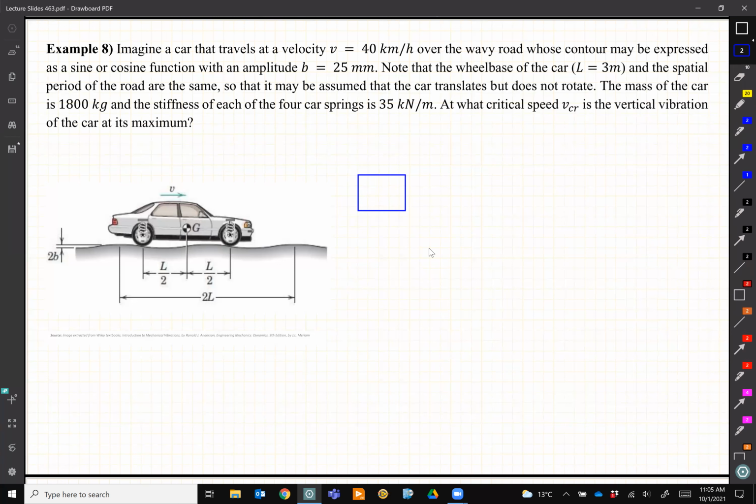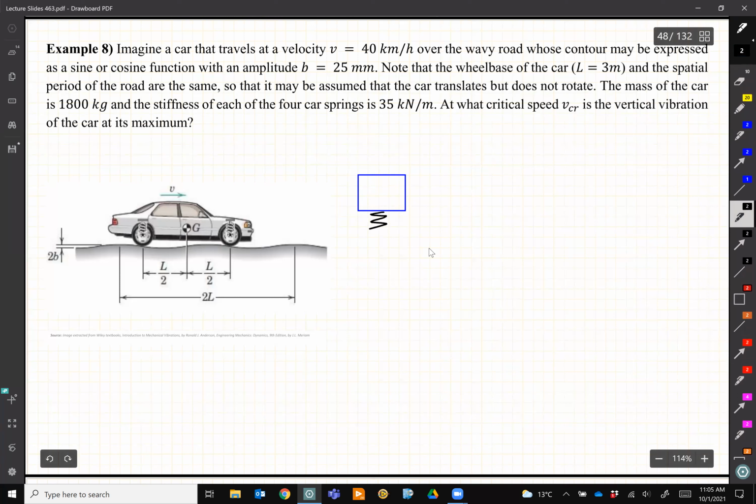This mass is on a spring, and so far this mass is M, a quarter of the total mass of this car, 1800 divided by 4, all right? So that's the mass. So we are looking at the quarter model. And then I can think of the base moving up and down with the function y of t.